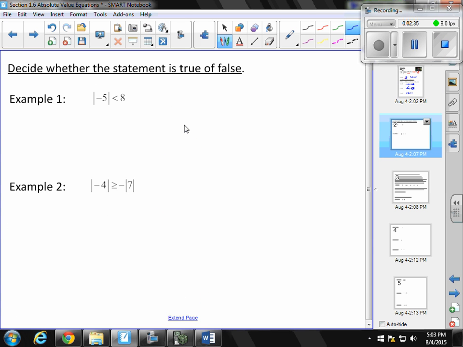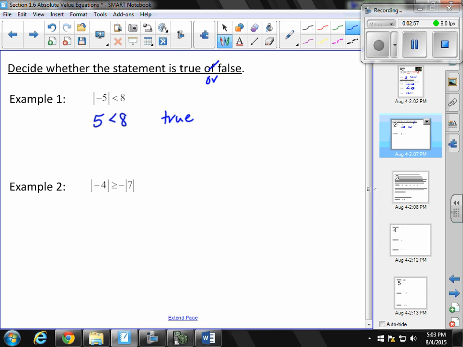We're going to decide whether the statement is true or false. That should say true or false. Example number 1. The absolute value of negative 5 is less than 8. Well, the absolute value of negative 5 is 5, and 5 is less than 8. So this one happens to be true.